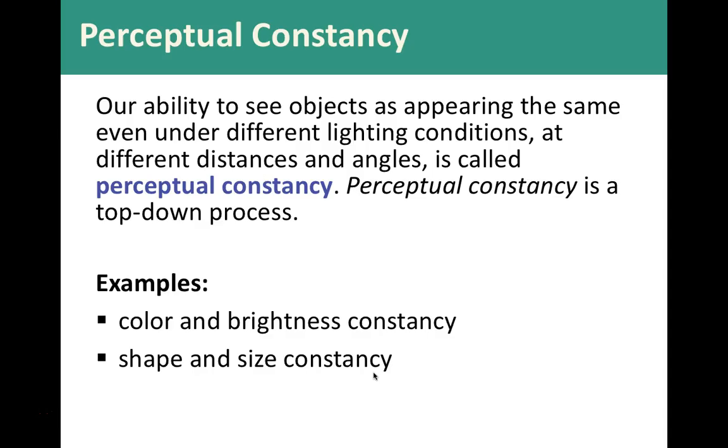Amazing. Okay, perceptual constancy. Our ability to see objects as appearing the same even under different lighting conditions, at different distances and angles, that's called perceptual constancy. That's a top-down process. We basically have to have a theory about knowing the size of things and how things are shaped in order for perceptual constancy to work.